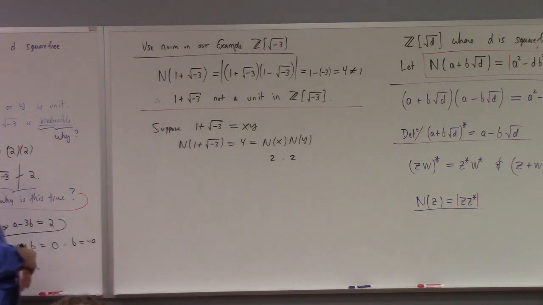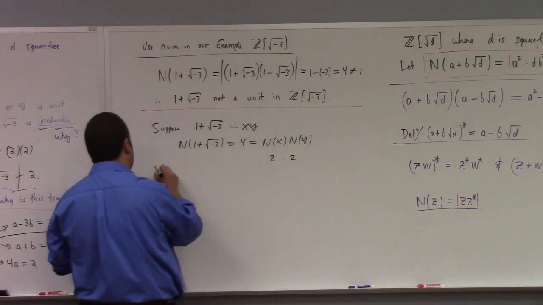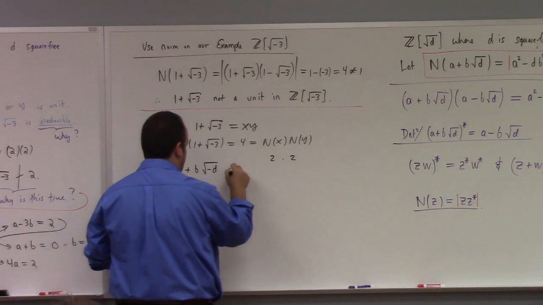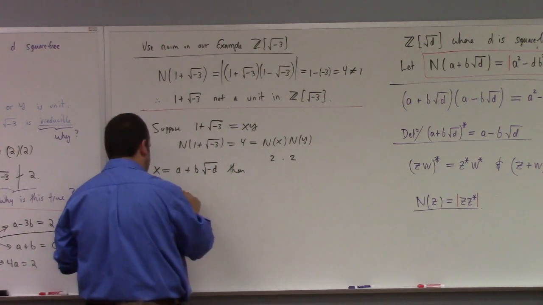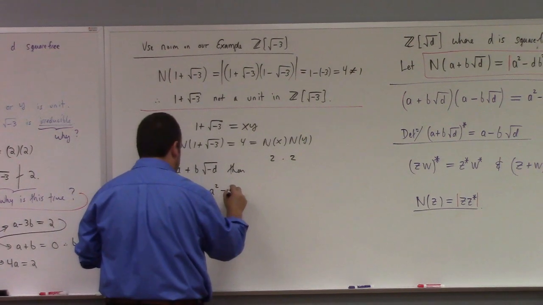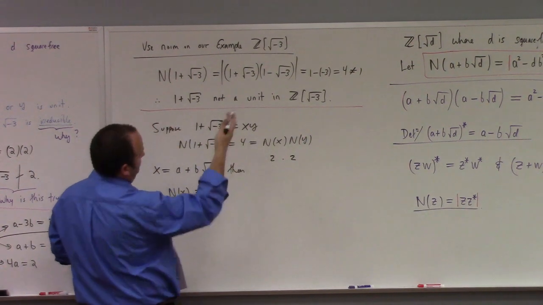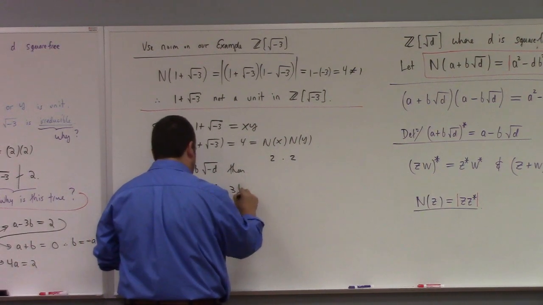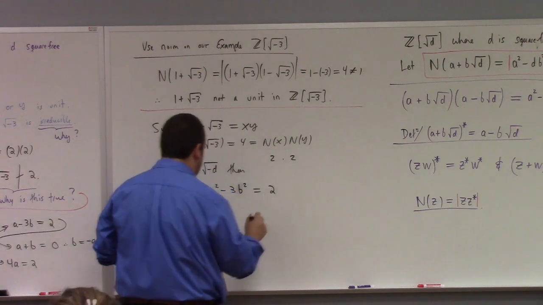If we could have norm of x be 2 and norm of y be 2, that would mean that there's probably an underlying factorization which would prove that it's reducible, right? So if x equals a plus b times the square root of minus d, then what's the norm of x? Well, the norm of x is equal to a squared minus d b squared, where d here is 3, so minus 3b squared, and that would have to be equal to 2.